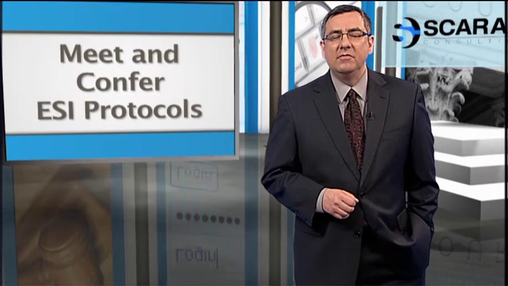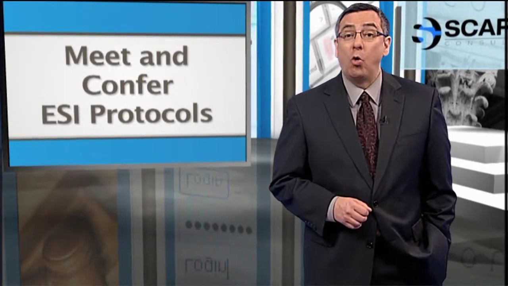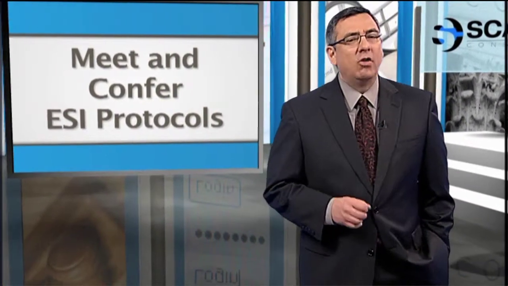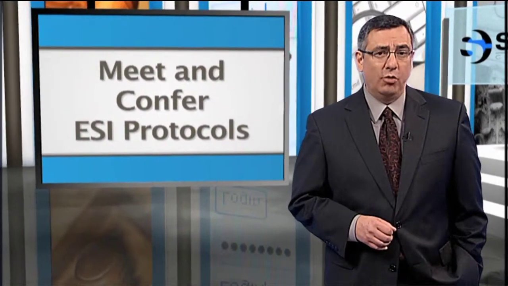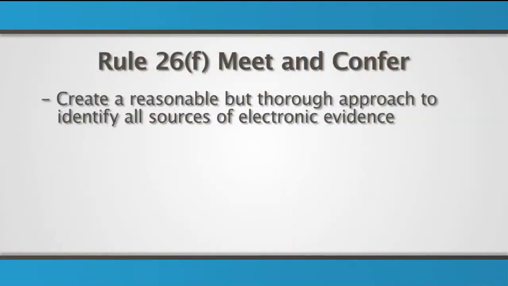The best method for litigators and parties involved in litigation to avoid electronic discovery sanctions and wasted expense: stipulate to key technical specifications via an electronically stored information, or ESI, protocol. There are a variety of subjects that should be covered in a Rule 26(f) meet and confer. First, create a reasonable but thorough approach to identify all sources of potentially relevant electronic evidence.